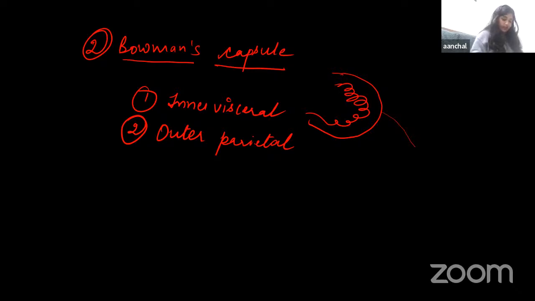Next, we have another structure, that is the tubular portion. As we have discussed already, in the tubular portion we study the PCT, DCT, and loop of Henle. So first we have the PCT. The PCT is the coiled portion arising from this Bowman's capsule. This is like this.